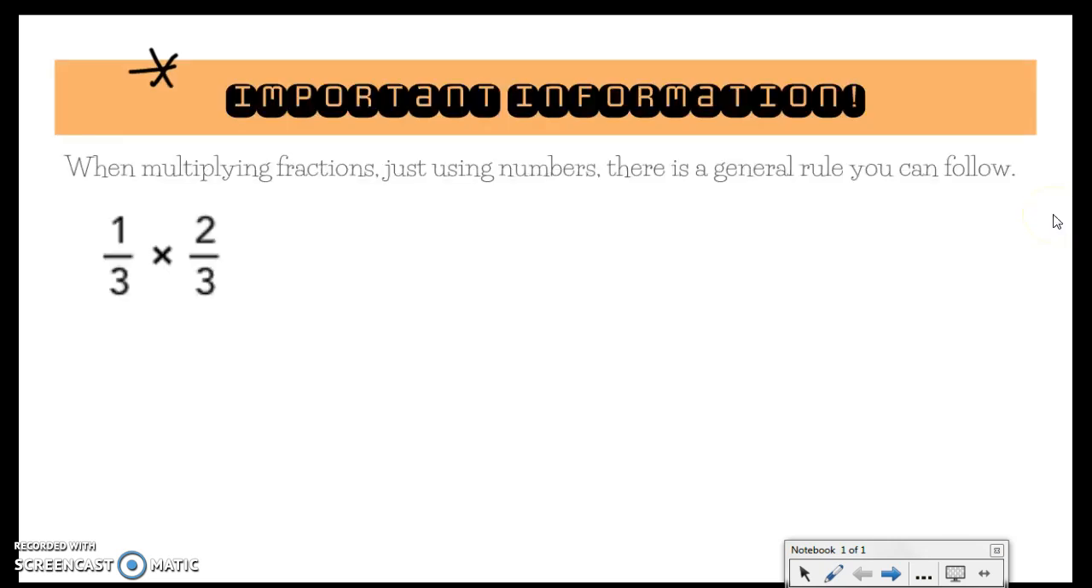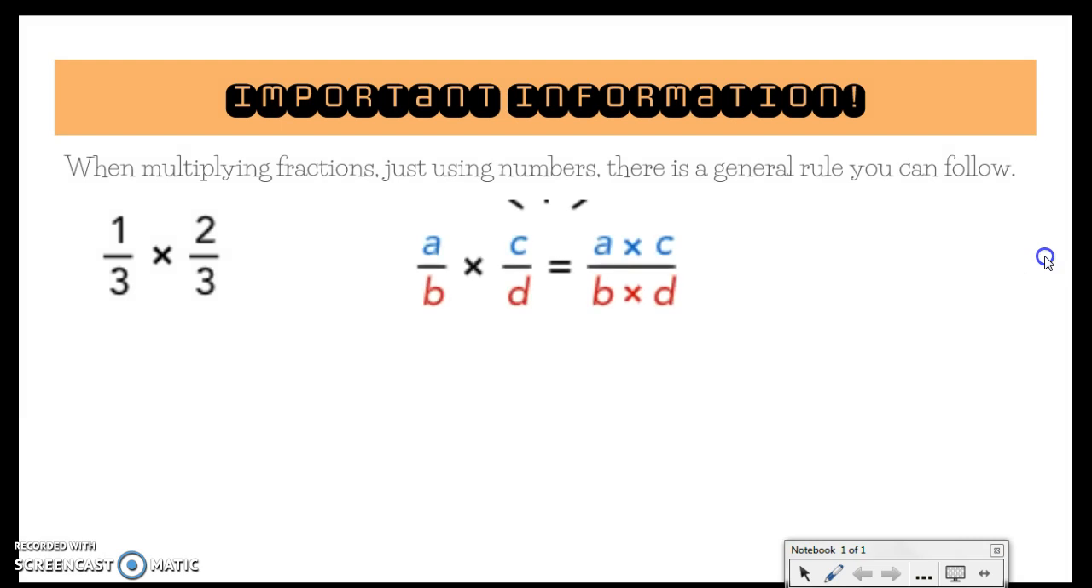Alright, some important information we also need to copy down. A lot of notes today. When you're multiplying fractions, just using numbers, there's a general rule that you can follow. It looks like this. You're going to have the two fractions, A/B times C/D. You can line up like this because all your numbers are different, so you're going to have different variables for each number. And that will be equal to A times C over B times D.